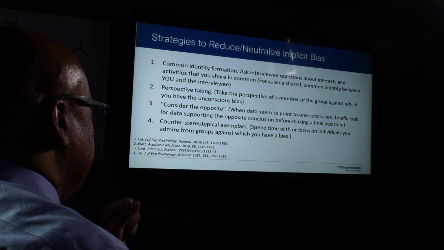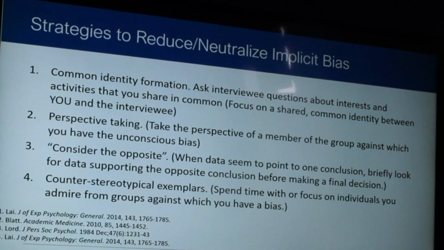So there are several strategies that we usually talk about when we talk about reducing the impact of implicit bias. One is called common identity formation. And this is when you're interacting with someone, whether it's a potential research subject, whether it's a patient, whether it is you're meeting your neighbor for the first time, look for things, ask questions to try to find where you and this person share a common group identity.